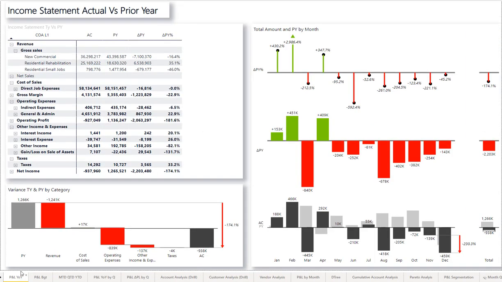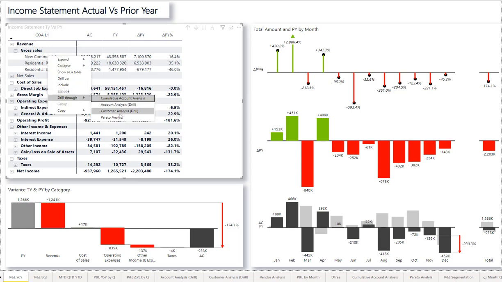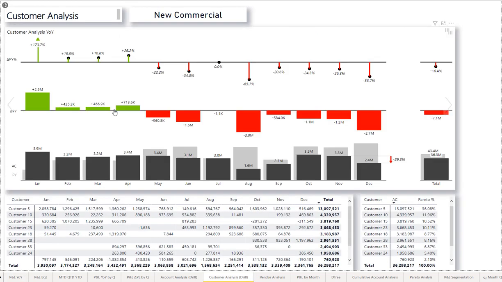So we're looking at the income statement year over year, and we're going to look at gross sales, step into new commercial, knowing that we actually earned 36.3 million. So let's step into the customer analysis on that, looking at 36 million. What we're seeing here is we earned 36 million as against 43.4 for the prior year, down 7.1 million or 16%. It also tells us that for the first 4 months, we did well relative to last year, and then everything after that, we underperformed.